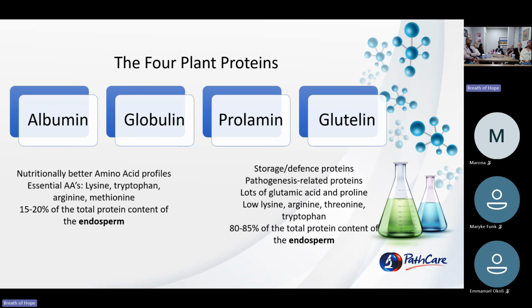The four main plant proteins are albumin, globulin, prolamin, and glutenin. Albumin and globulin are generally put together, and they make up 15 to 20% of the total protein content of the endosperm. But the important ones for us to note are the prolamin and glutenin protein fractions, because these are the pathogenesis-related proteins. They contain lots of glutamic acid and proline, and they are the storage or defense proteins, and they make up 80 to 85% of the total protein content of the endosperm.